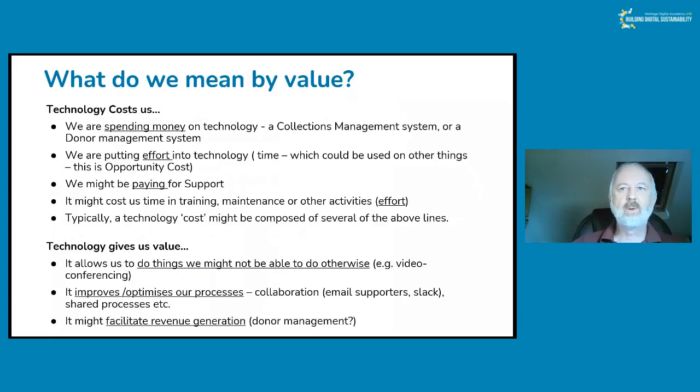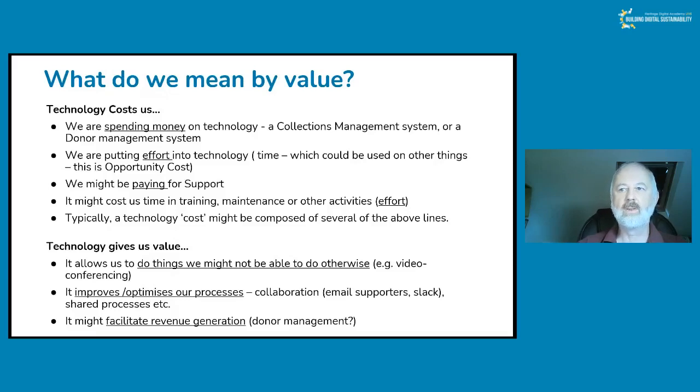So first of all, what do we mean by value? Well, in terms of cost, technology costs us. We're spending money on it, as we've described. Hopefully, we've optimized that down to the right number of licenses or whatever. We're putting effort into that technology. This is time that people are spending. This is opportunity cost, because if you weren't doing that, you could be doing something else. We've got payments potentially going out for support, and we may have other indirect costs, like the time it takes for training or maintenance or other activities. Again, it's effort, it's opportunity cost.